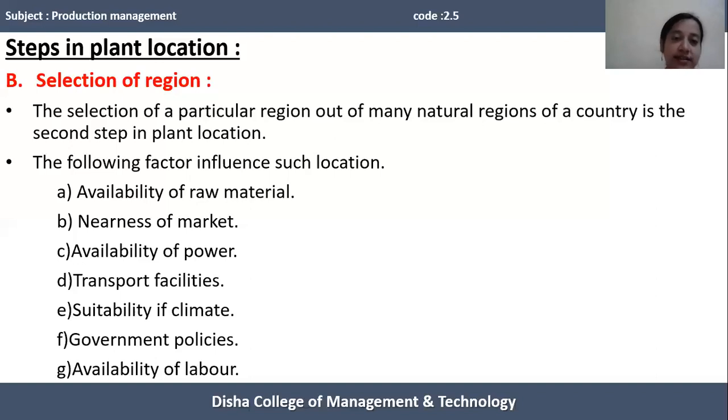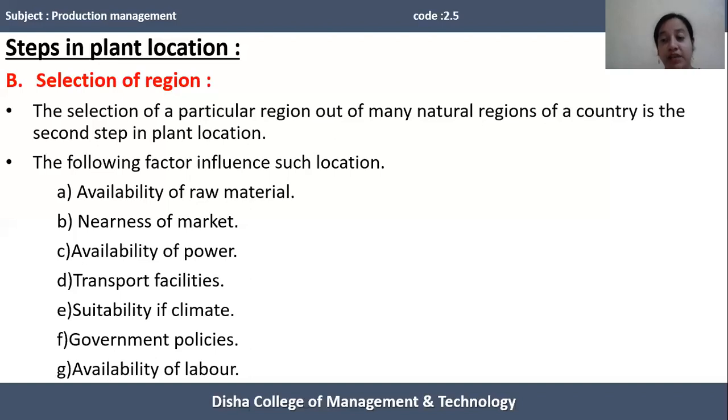The next factor the industrialist must consider is availability of labor. This is an important factor the industrialist should consider while identifying a good location for their plant. They have to identify a location or place where the labor is available, meaning they have to choose a place where there is a sufficient number of labor.